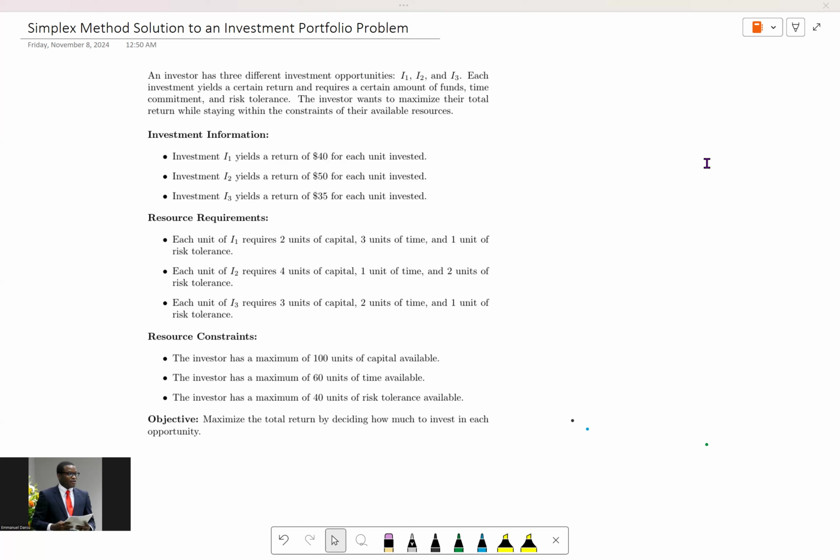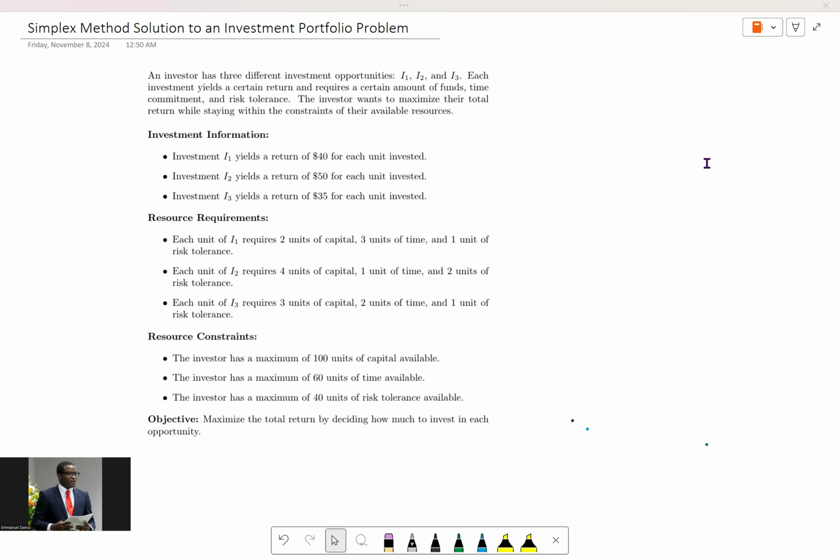So the investment information is like this. Investment I1 yields a return of $40 for each unit invested. Investment I2 yields a return of $50 for each unit invested. Investment I3 yields a return of $35 for each unit invested.